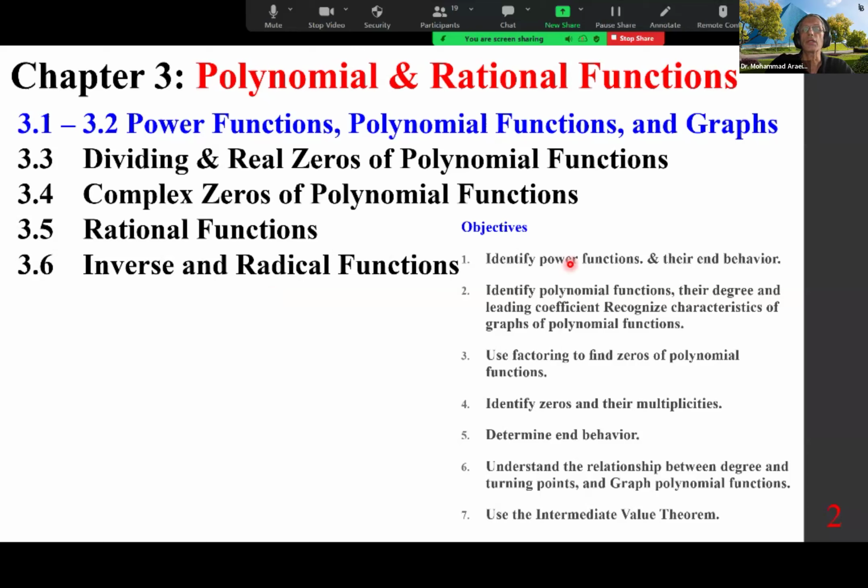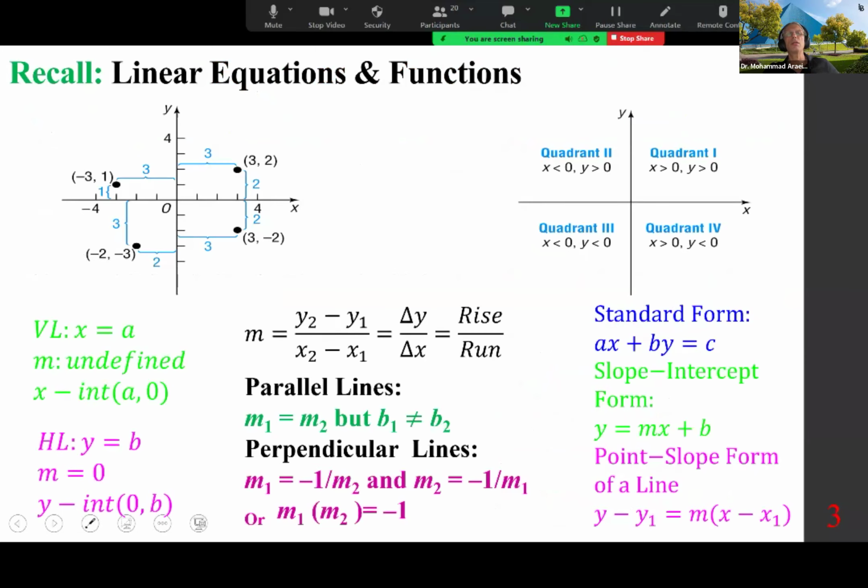The objectives of the section: identify power functions and their end behavior, identify polynomial functions and their degree and leading coefficient, recognize characteristics of graphs of polynomial functions, use factoring to find zeros of polynomial functions, identify zeros and their multiplicities, determine end behavior, understand the relationship between degree and turning points and graph polynomial functions, use the intermediate value theorem, short IVT.